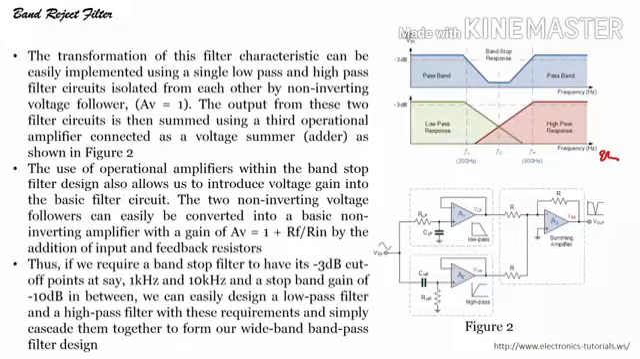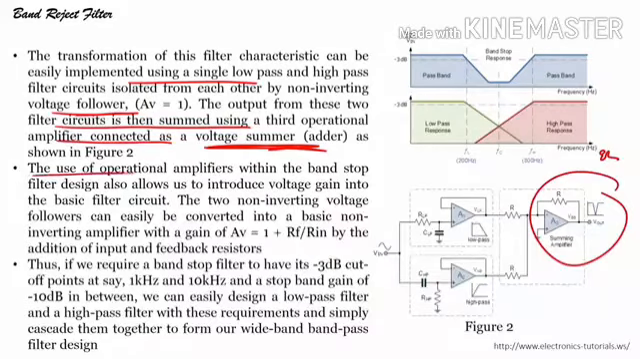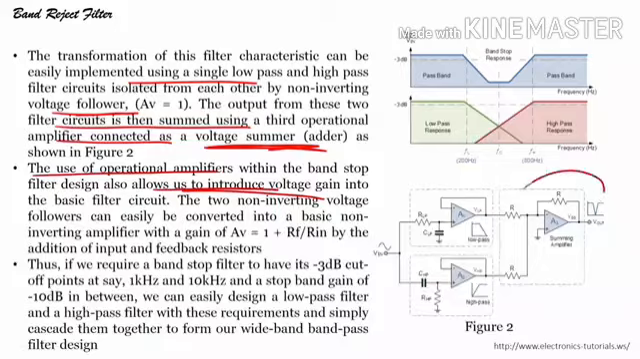So, this filter characteristic can be implemented using a single low pass and high pass filter circuit, each with a non-inverting voltage follower. The output from these two filter circuits is summed using a third operational amplifier called a voltage summer, which you can see here, right. The use of an operational amplifier within the band stop filter design also allows us to introduce voltage gain, right. So, because we have now used the amplifier, we can also amplify the signal, that is, we can also introduce voltage gain.